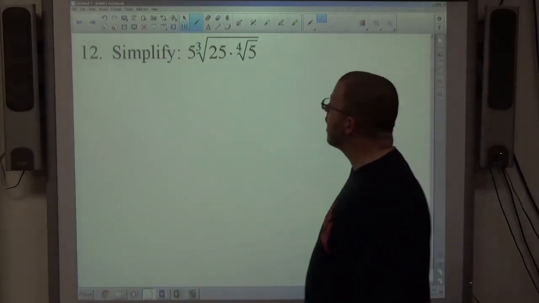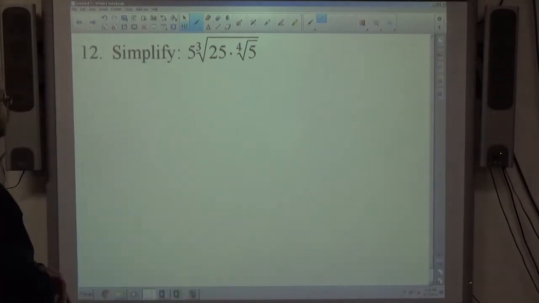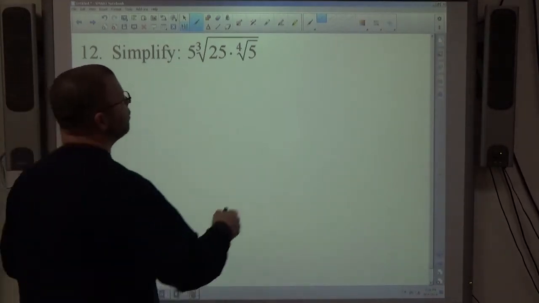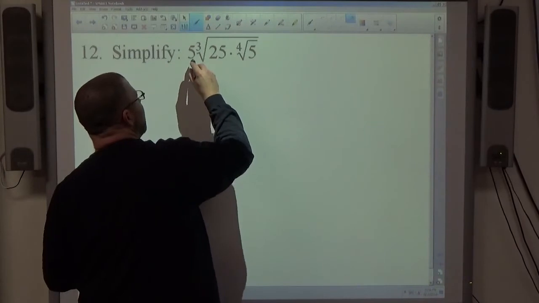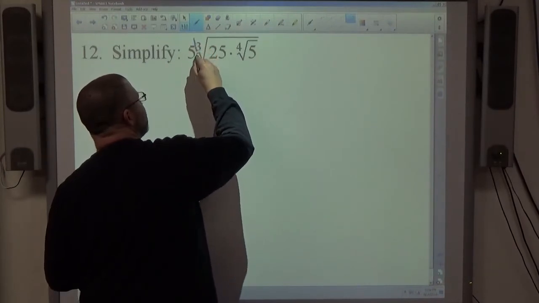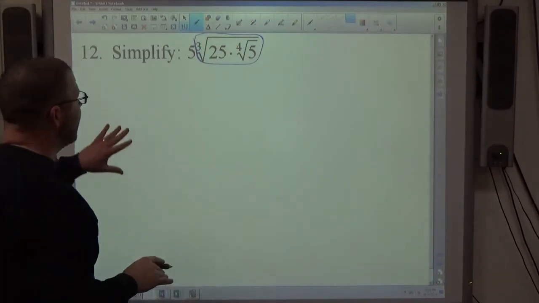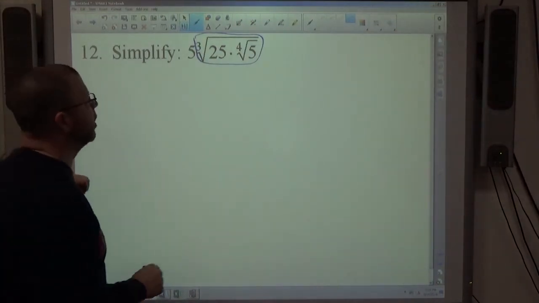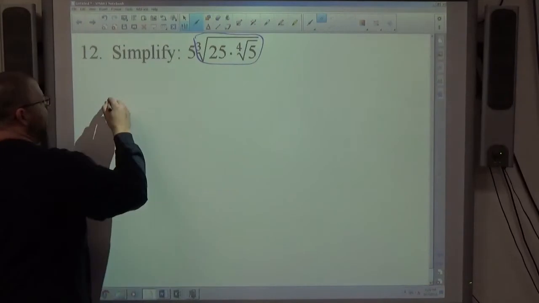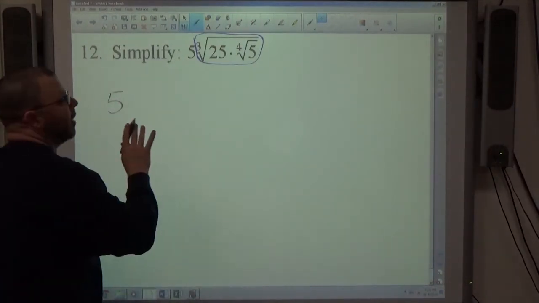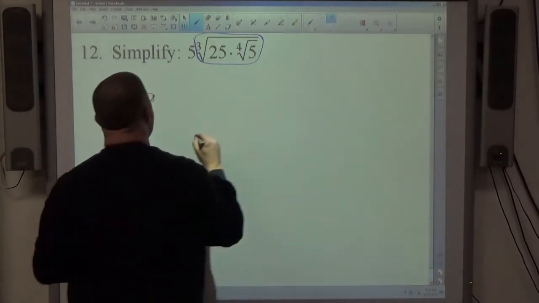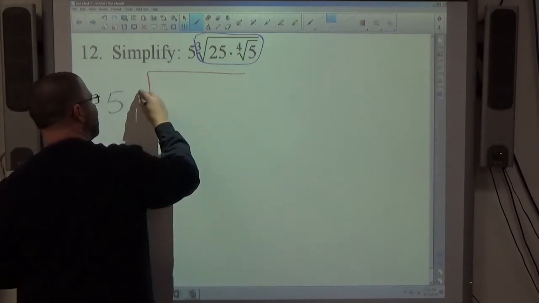Number 12, simplify 5 times the cube root of 25 times the 4th root of 5. So first off, some students read this improperly. So that 3 is attached to the root. That's just 5 to the first power outside. And that 5 is the very last thing you deal with. So as I go, this 5 out here is just going to be just hanging out. We're not doing anything with it yet. I've got a cube root that's important, but not yet.